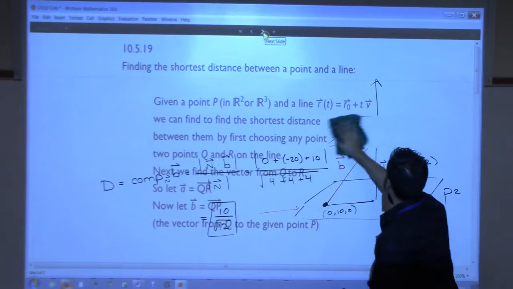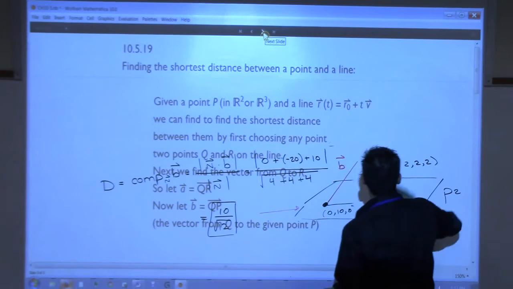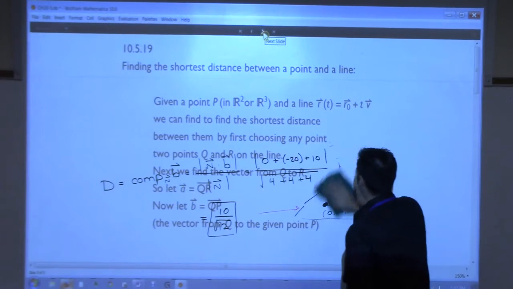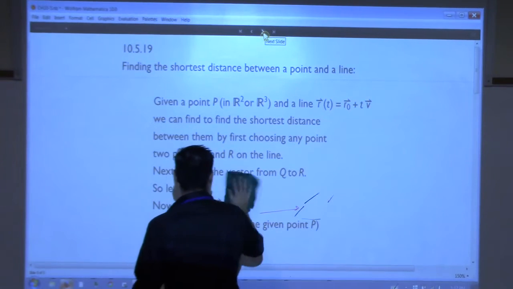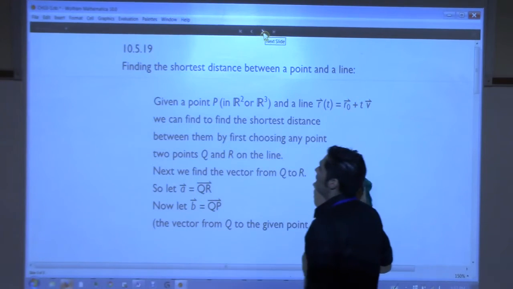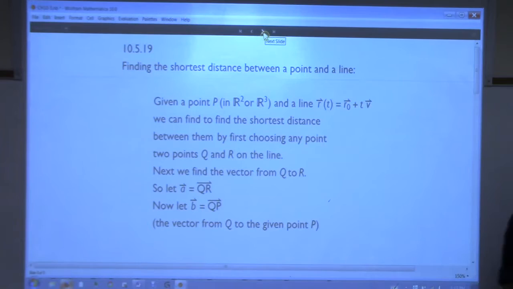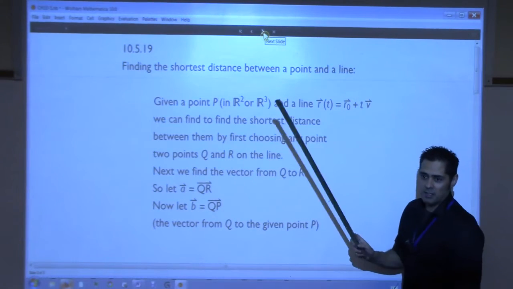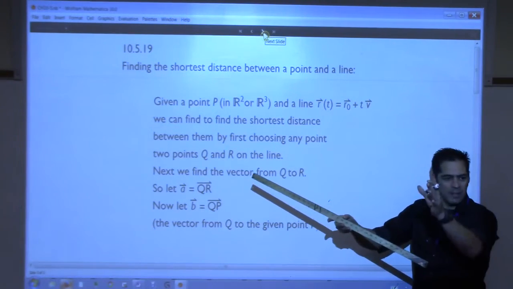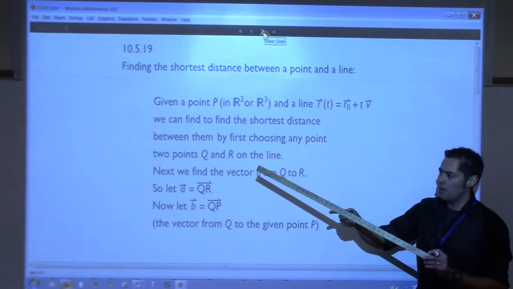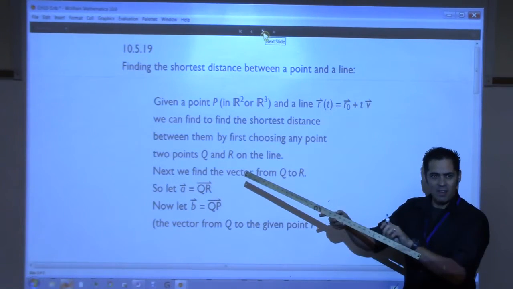All right, now we're going to talk about the last sort of distance that we want to be able to do. And that's finding the shortest distance between an arbitrary point and a line. So this is even more challenging. Because think about this line in three-dimensional space. Think about the camera as being a point again. What is the shortest distance from this line to the camera?